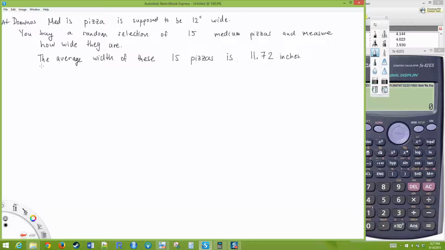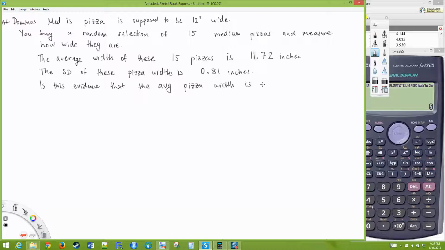And then the standard deviation of these pizza widths is, let's say, 0.81 inches. So is this evidence that the average pizza width is actually less than 12 inches? You're buying a 12-inch medium pizza. Are they actually only giving you 11.72 inches? Do we have a class action lawsuit on our hands? It's a very important question here.